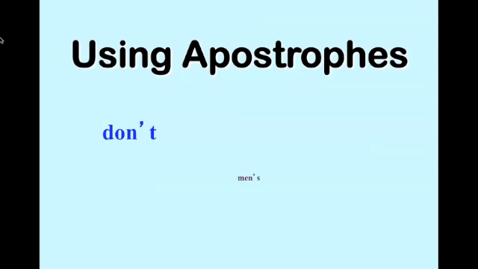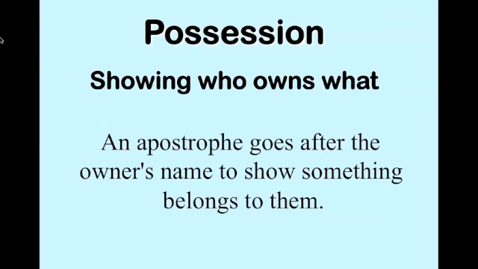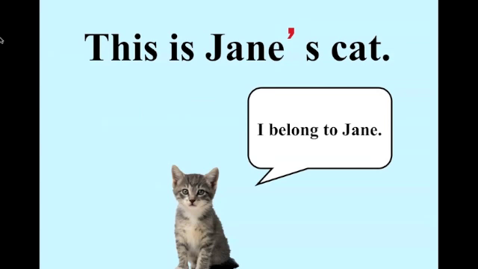There are many different ways to use apostrophes, and in part 1 we covered possession, showing who owns what. You'll remember that an apostrophe goes after the owner's name to show something belongs to them. So for example, look at that cute cat. This is Jane's cat. So we have to indicate that it's Jane's cat by putting an apostrophe and an S. So the cat belongs to Jane.